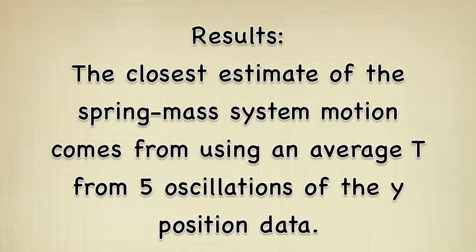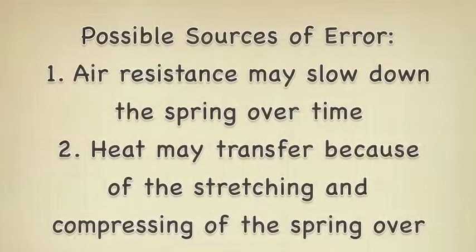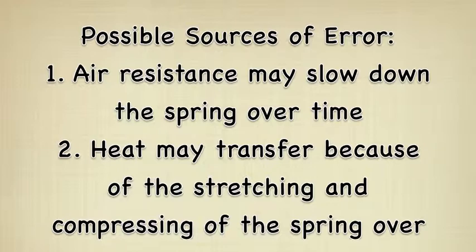As a result, the data using 5 oscillations of the y position data was the closest estimate for the spring mass system motion. Although that data provided the closest graph of the motion, the Tracker motion slowed much faster than that of the predicted motion, which remained constant. 2 possibilities for this slowing down include air resistance and heat transfer as the spring stretches and compresses.